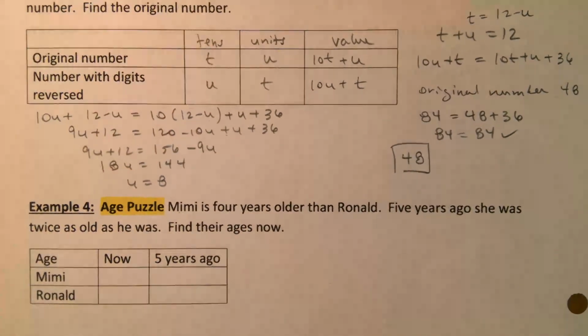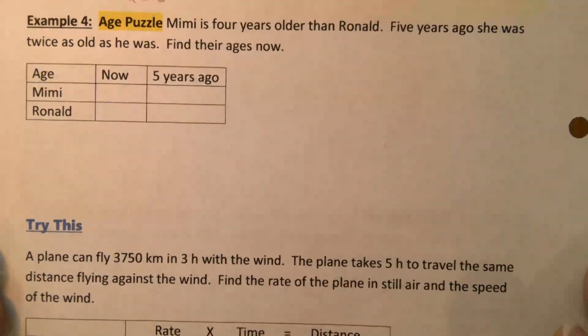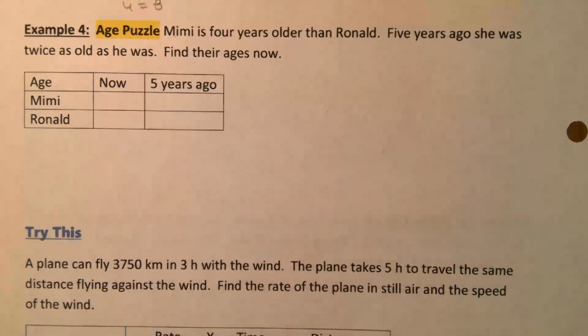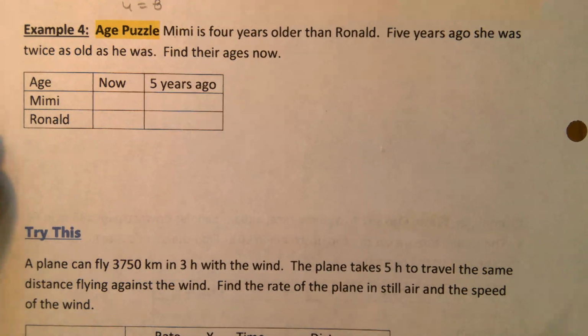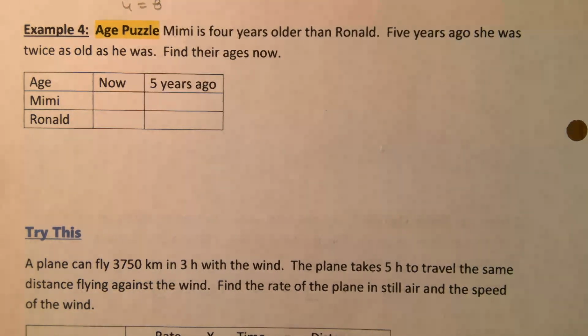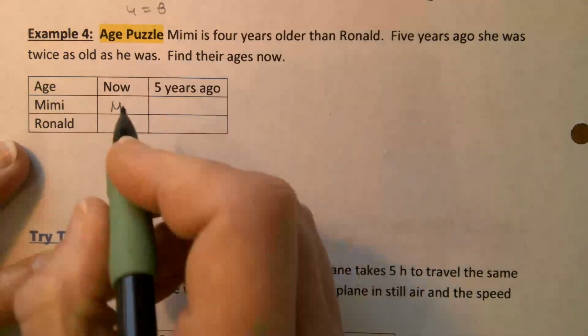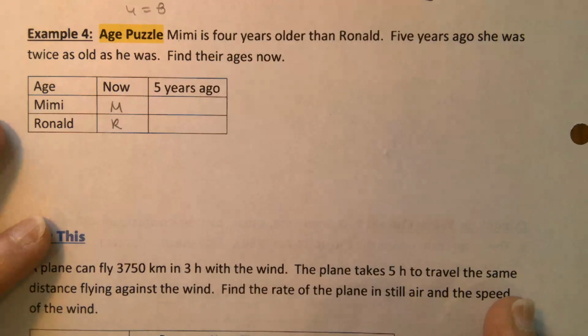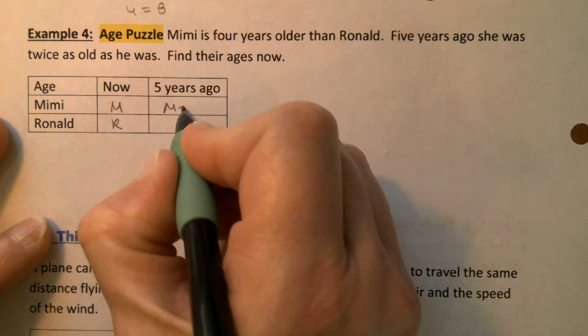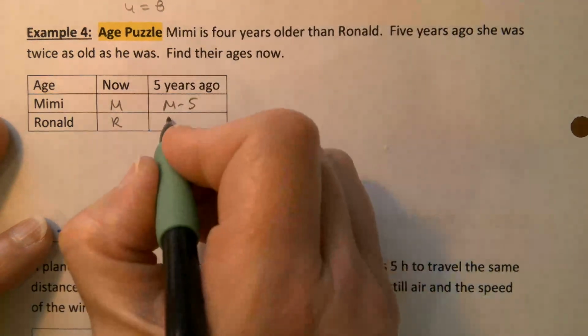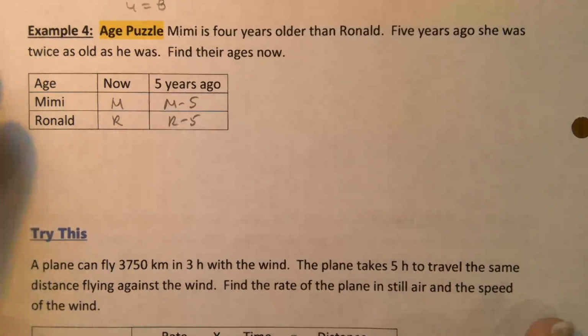Okay. All right, here's an age puzzle. Mimi is 4 years older than Ronald. 5 years ago, she was twice as old as he was. Find their ages now. So we're going to call Mimi M, and we're going to call Ronald R. 5 years ago, Mimi was M minus 5, and 5 years ago, Ronald was R minus 5.